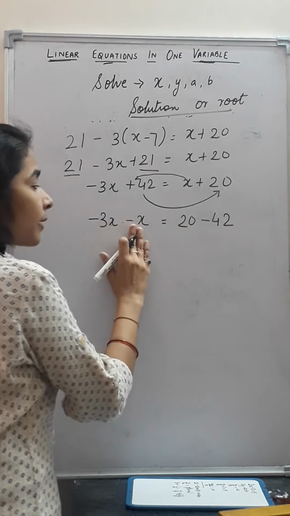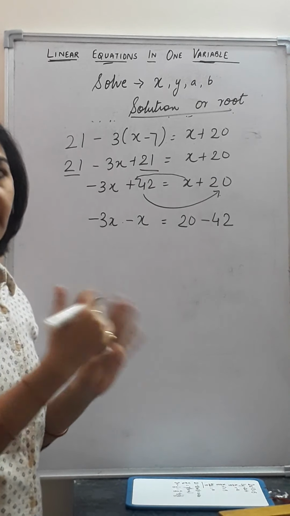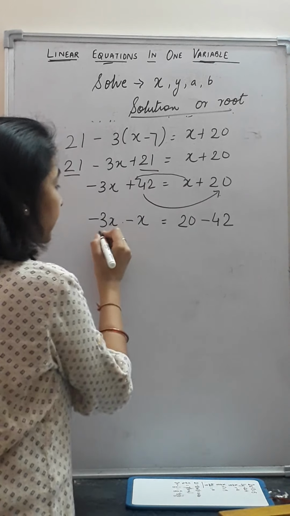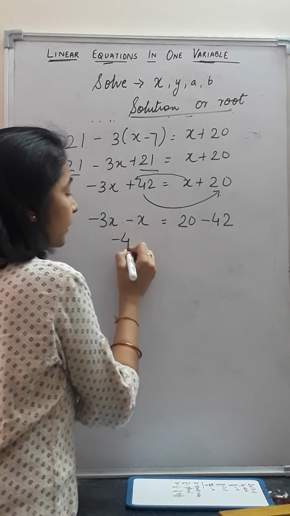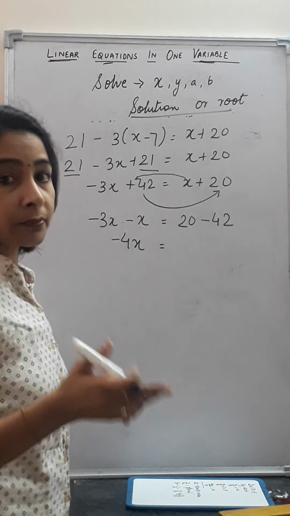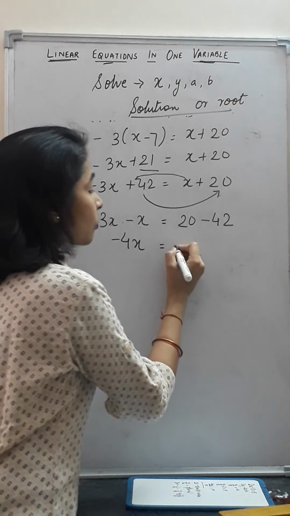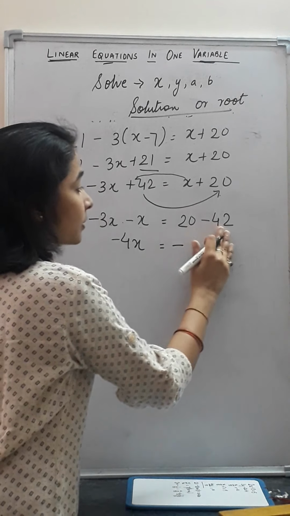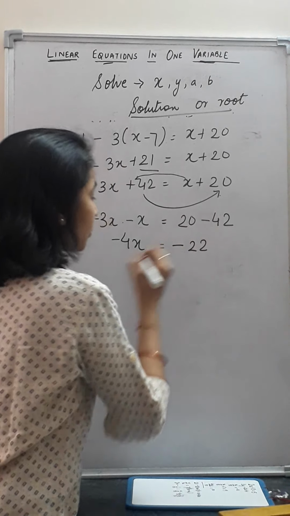Now minus and minus, two negative terms, we add them, but the sign remains negative. So minus 3x minus x is equal to minus 4x, is equal to 20 minus 42. We have to subtract a greater number from a smaller number, so again the sign will be negative. 20 minus 42 gives us minus 22.